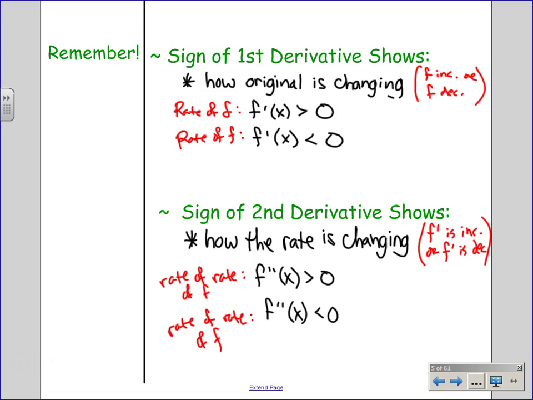Underlying any and every word problem is an original, a rate, and a rate of a rate, in some way, shape, or form. Whether going forwards with differentiation or backwards with integration. That's what's really nice about calculus, is that at the foundation of any and every problem they give you are the exact same fundamental ideas.